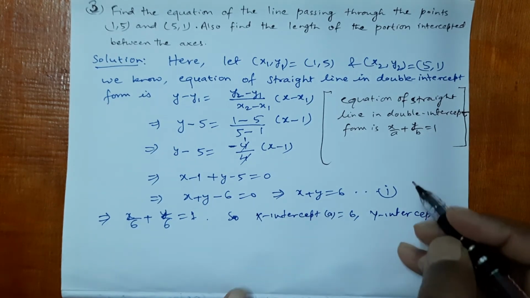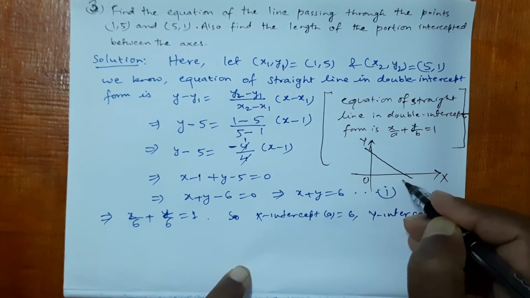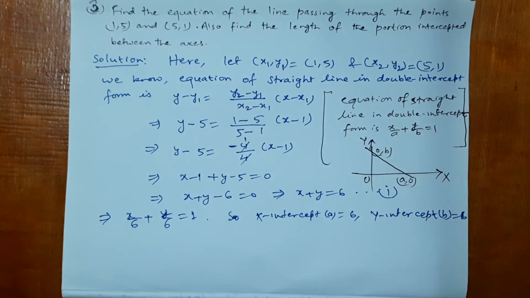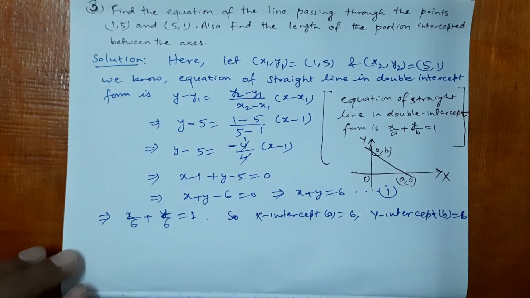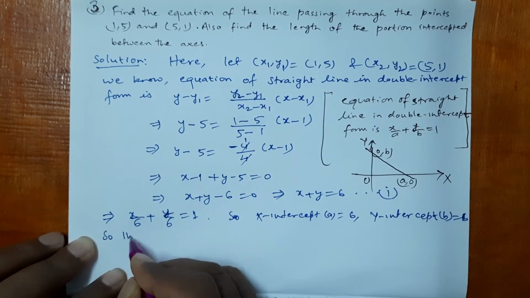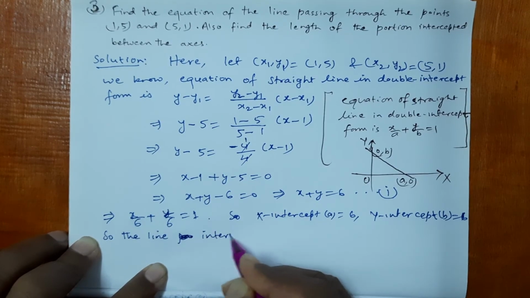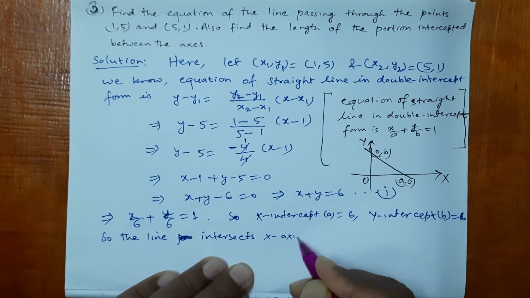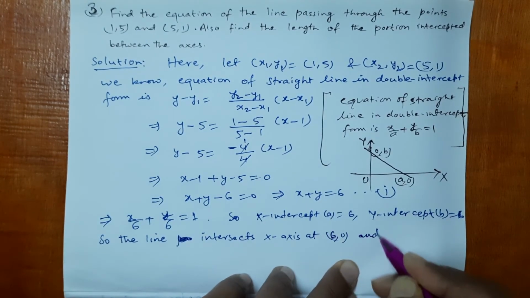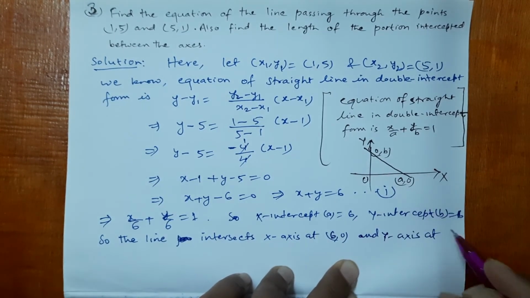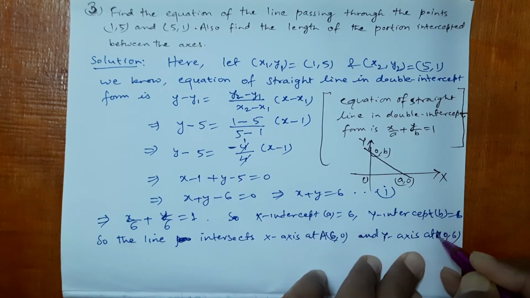And this line intersects x-axis at a comma 0, and y-axis at 0 comma b. So this line intersects x-axis at 6 comma 0, in place of a we have 6, and y-axis at 0 comma 6. Okay, and you can call this point A and this point B.